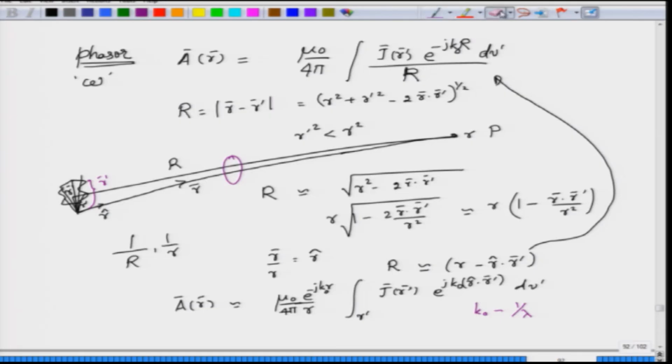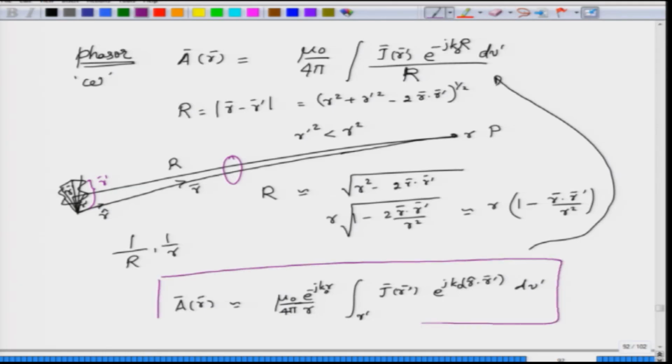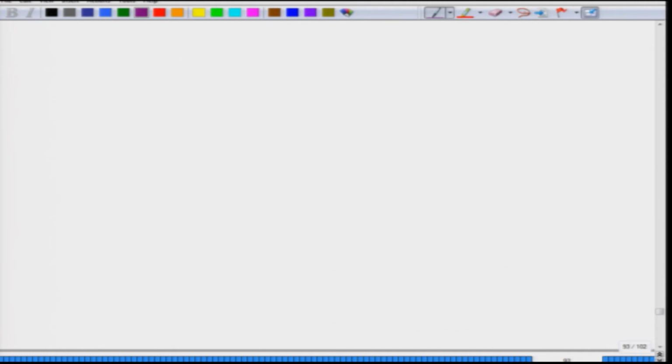So, having said that, this is where we are now, and we are going to use this equation to understand the fields of some simple antenna configurations, and then we will look at some of the important antenna characteristics. Our first example would be a very simple antenna element or radiating element, called an elementary or Hertzian dipole.